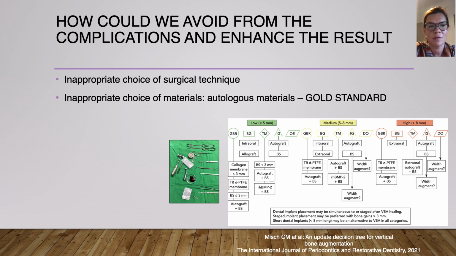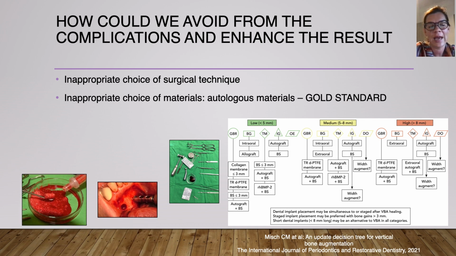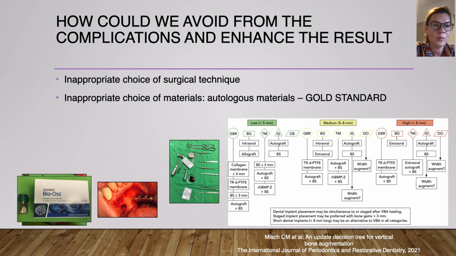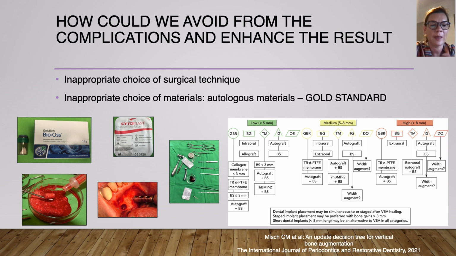I think that it is very important the appropriate choice of the surgical technique and the appropriate choice of the materials. So if we have a defect, we have to measure how big the defect is, and how big an amount of materials we want to place on that area, and what kind of materials do we choose.